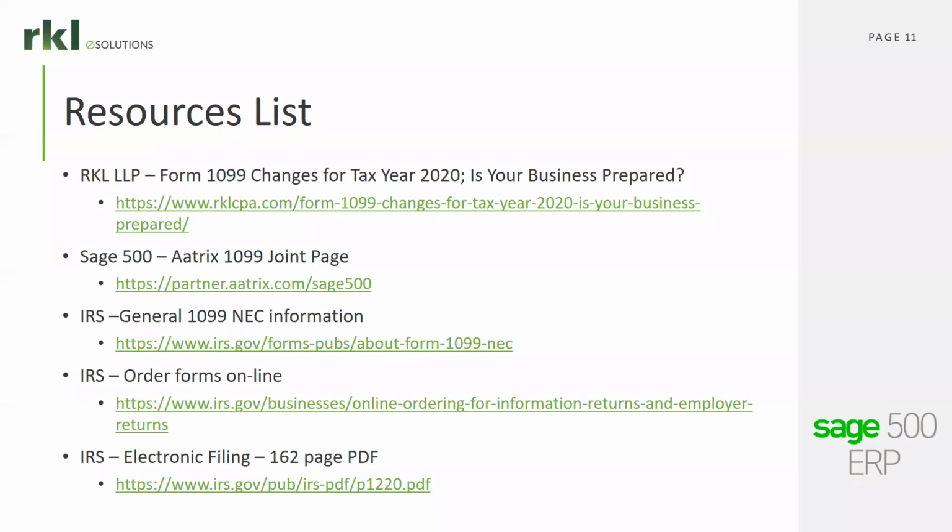And some additional resources before we get off of the 1099s. We still have a blog up that shows information on those changes in the 1099 non-employee compensation from last year. There is an Atrix 1099 joint page and it talks about Atrix in reference to Sage 500, IRS information about the 1099 NEC. Actually, the next to the bottom one, order forms online.